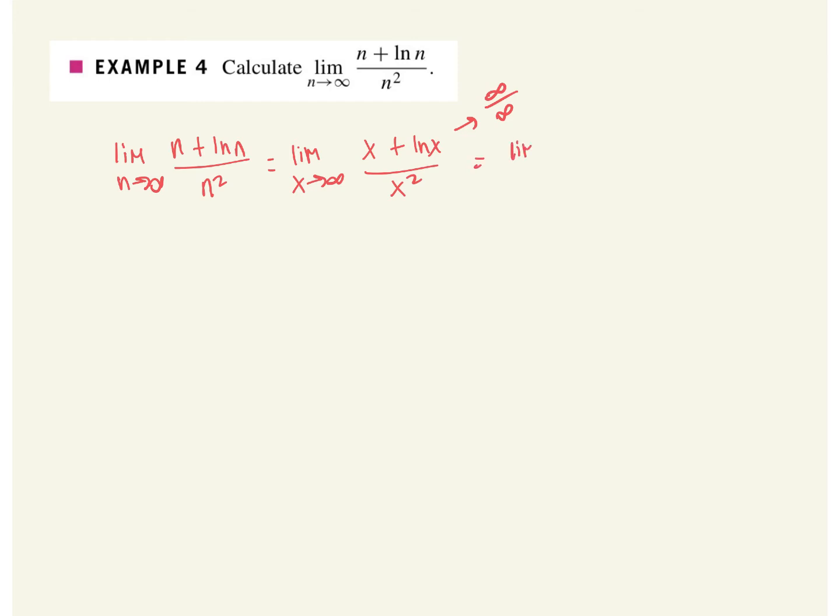Right, so now this is equivalent to the limit as x approaches infinity of 1 plus 1 over x divided by 2x. And now if we, quote-unquote, plug in infinity, we get 1 plus 0 divided by infinity. So we have number over infinity, which always zeroes out.